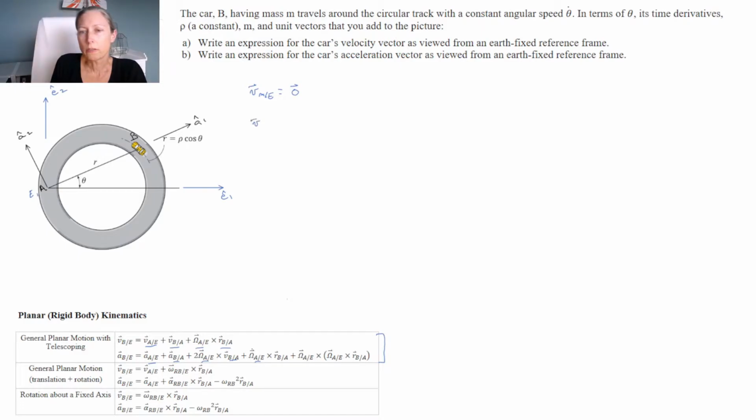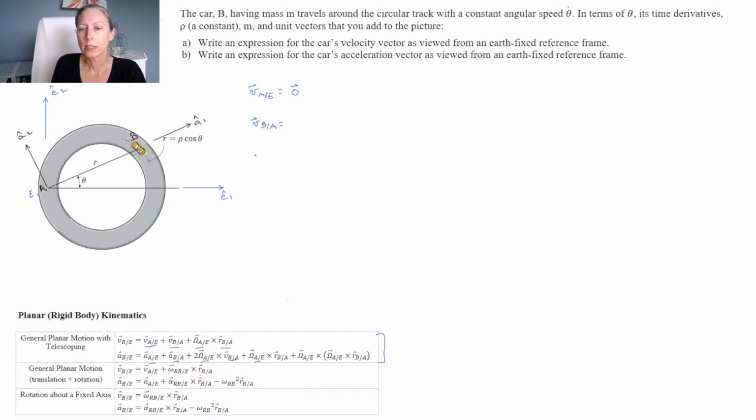The velocity of B with respect to A. What is that? This is a really tricky point, and I'm going to come back to this one, and you'll see why in a minute. So let's say we don't have enough information yet to write the velocity of B with respect to A.